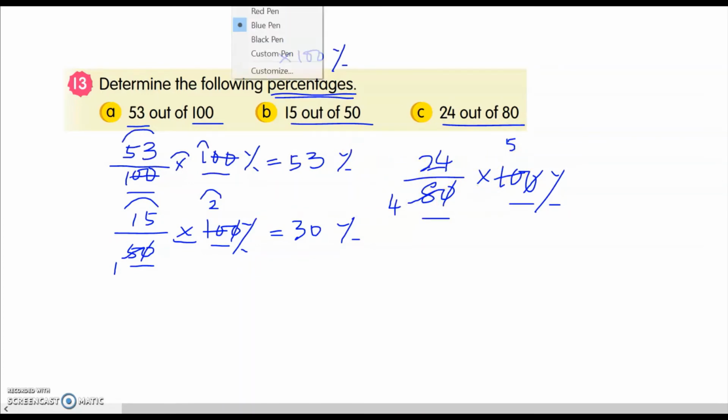But the top and the bottom in the fraction we can simplify. So 24 and 4 we can simplify further. So what times table are they in? They are in the 4 times table, right? So 4 divided by 4 is 1. 24 divided by 4 is 6. Right? Then you have 6 times 5. You get 30%.